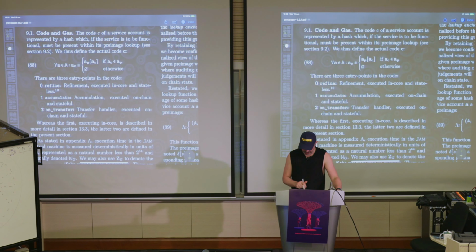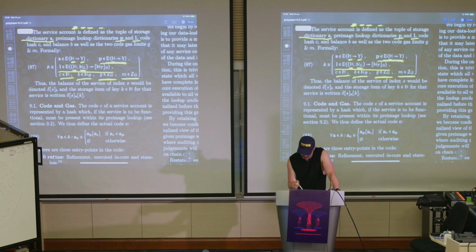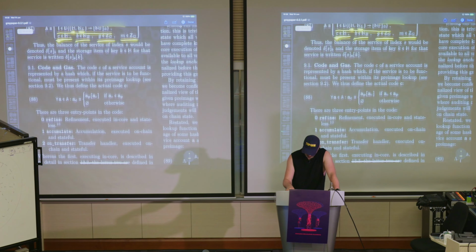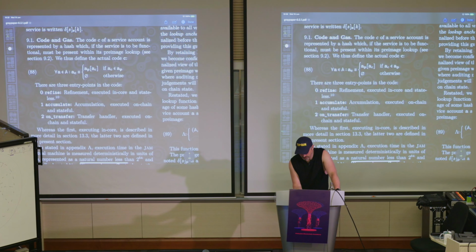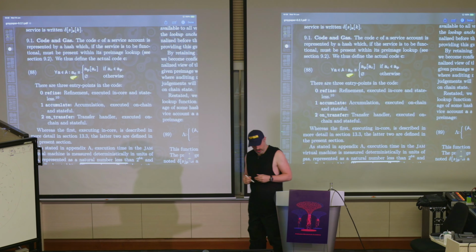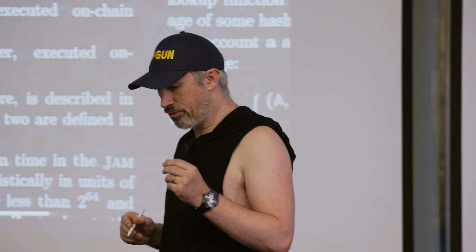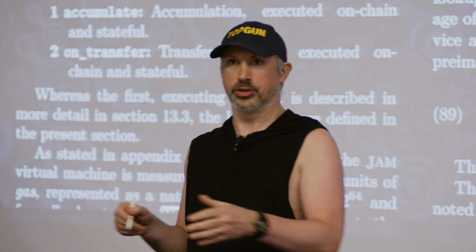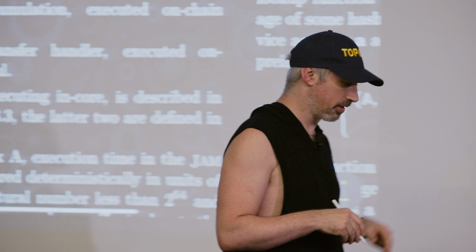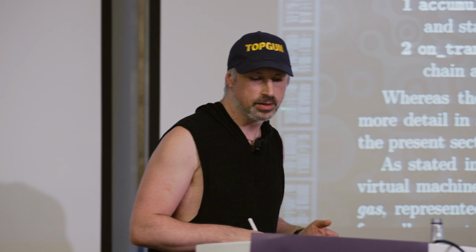So firstly, code and gas. So we have the code hash, which is this normal C. It's a hash of the code. We define bold C as being the pre-image of that hash. This is just a convenience thing.